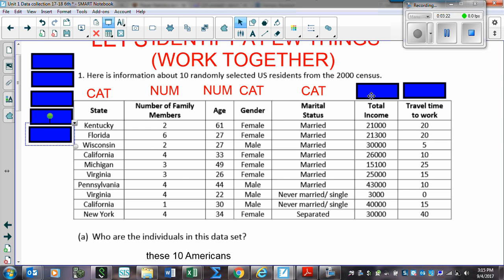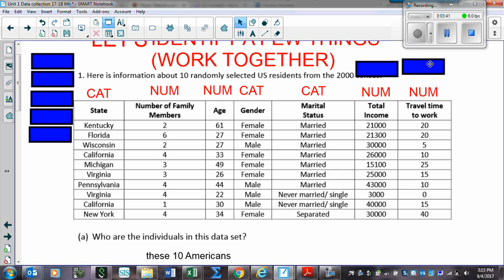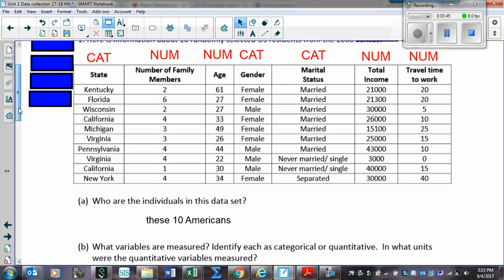Total income is expressed with a number, and an average makes sense. That's numerical. The income was expressed in dollars since they were Americans being surveyed. Travel time to work is numerical, and it makes sense to take an average. I have to assume that this is expressed in minutes. Hopefully there wouldn't be people commuting 20 hours to work. So that's it.